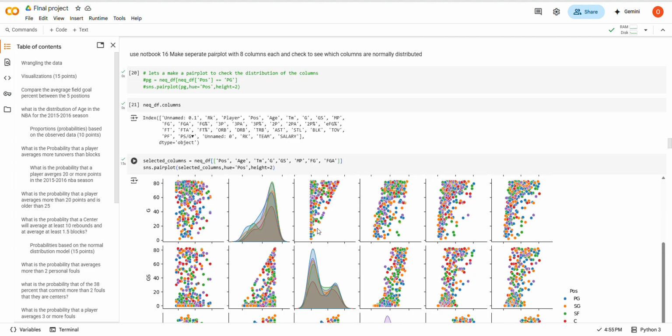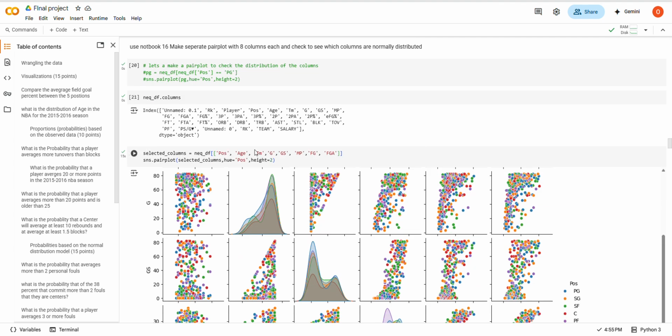So the solution I came up with was basically to take all 35 columns, break them up into different groups, and make separate pair plots for each one of those groups. Once we've done that, we can look at the multiple pair plots and see which columns would most likely be normally distributed, which is what I did right here. We selected columns, and then we created a pair plot of those selected columns.